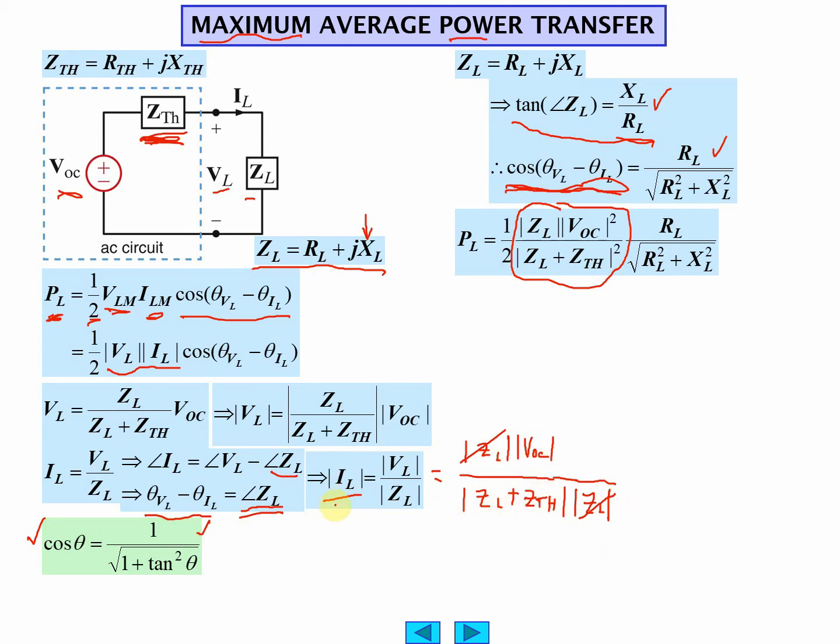So now when we multiply this times this, we're just going to get one term in ZL, VOC squared, over ZL plus ZTH squared. So we get the magnitude of IL times the magnitude of VL here, the 1/2 out front, and the cosine of the difference between the angles given by this guy right here. And we got the equation. I'm going to do some erasing.